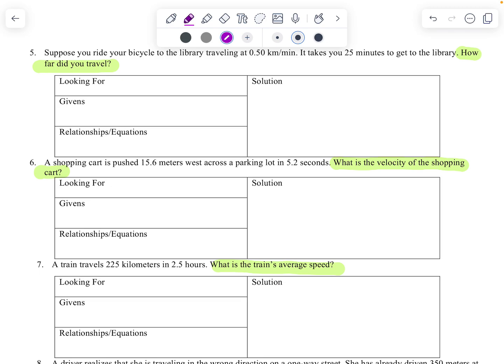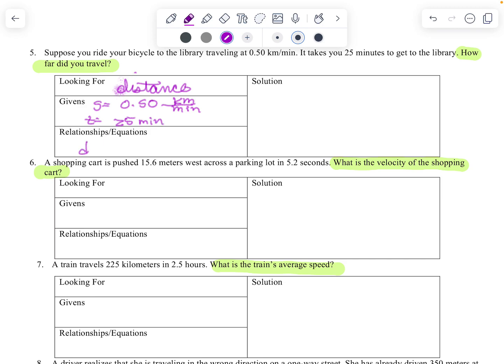Here, if we're looking for how far, which is distance, and we are given a speed equals 0.50 kilometers per minute, and it takes 25 minutes.